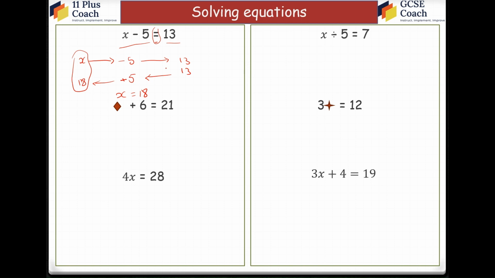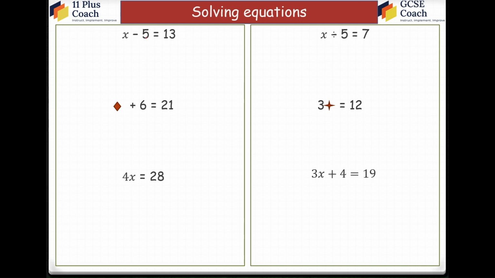Now, obviously, it could take a lot of space doing these arrows and stuff. So there must be a quicker way of doing this. And there is. Let's have a look. A quicker way of doing it is the following: the number that you have next to the x, try to get rid of it. But the key thing is, whatever you do to one side, you must do the same thing to the other side. And to get rid of the number, you must do the opposite, the inverse of it.